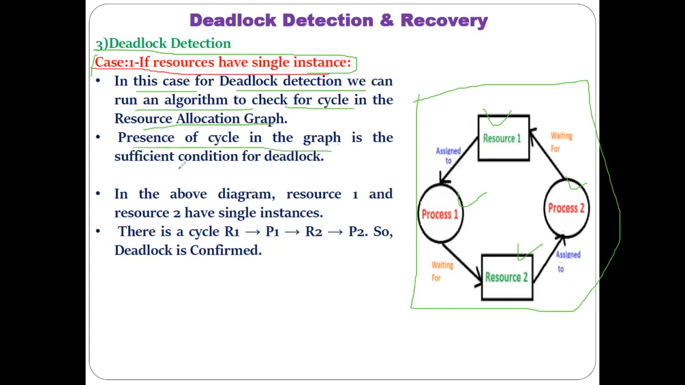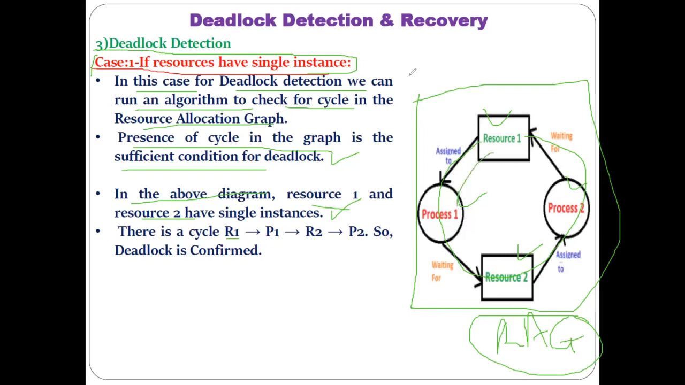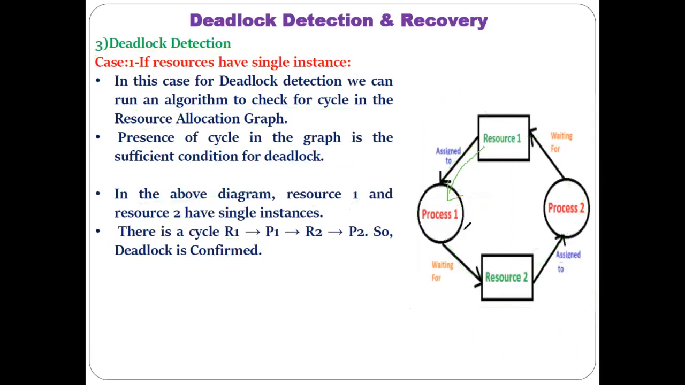So the presence of a cycle in this graph is a sufficient condition for deadlock detection. You can see there is a cycle present in this resource allocation graph, for certain resources and processes. Here you can easily see the presence of a cycle. In this graph, resource one and resource two are single instances. The cycle is R1 to P1, then P1 to R2, then R2 to P2, and again P2 to R1.